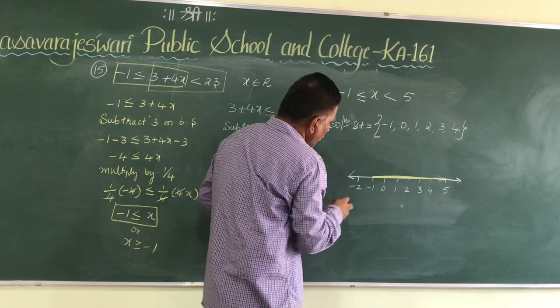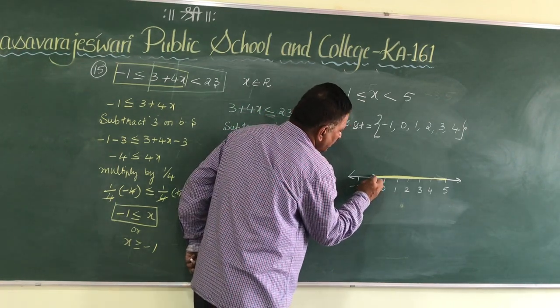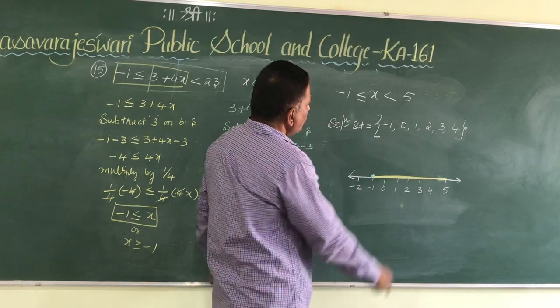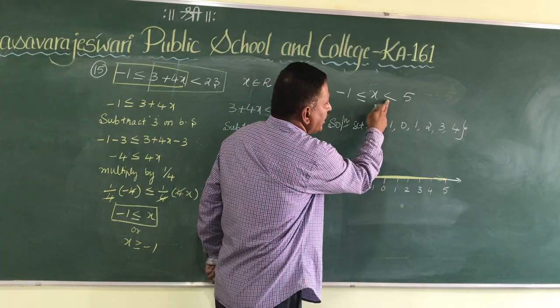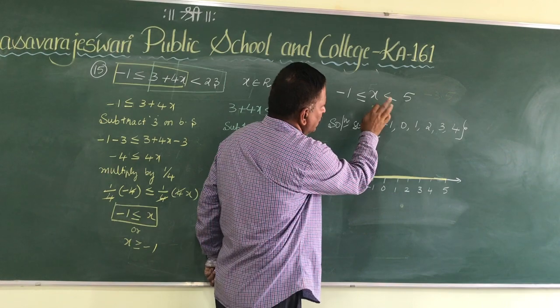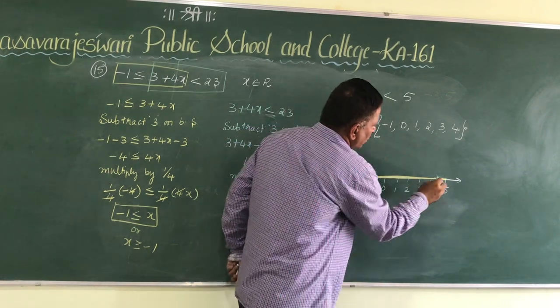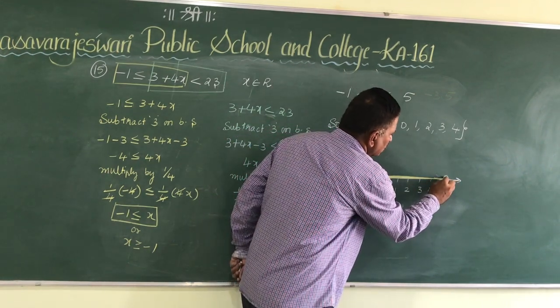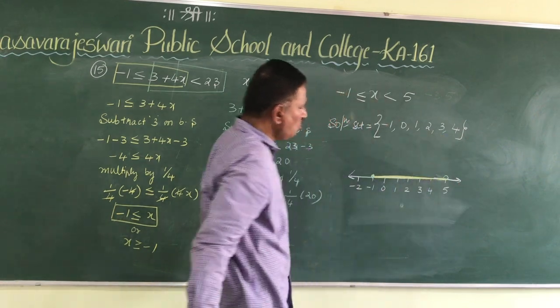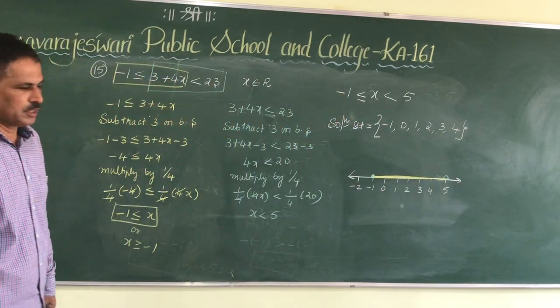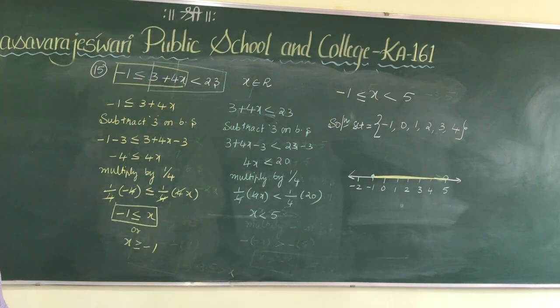For minus 1, the equal sign is given. So therefore, you have to put the solid circle. For 5, it is only the lesser than symbol. That means there is no equal sign. Hence, you have to put the arrow. This is how we are supposed to represent this. Copy down.